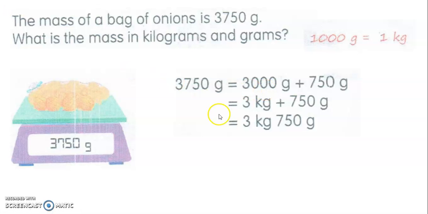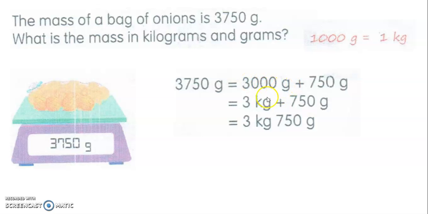Okay, I will repeat this again. We have the number 3750 grams, right? We want the mass in kilograms and grams. So we need to find the kilograms from grams. And in order to do that, we need 1000 grams to make 1 kilogram, right? But in this case, we have 3000. We need to put 3000 alone or separately in order to convert it to kilograms, because 1000 or one of its multiples, which is 2000, 3000, can be easily converted to kilograms from grams.